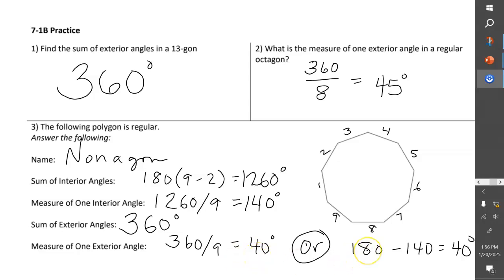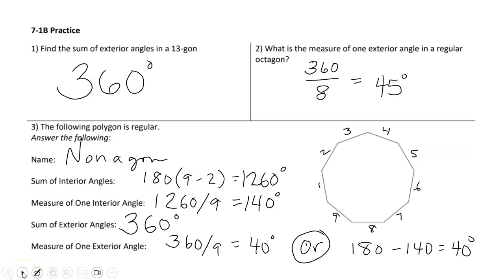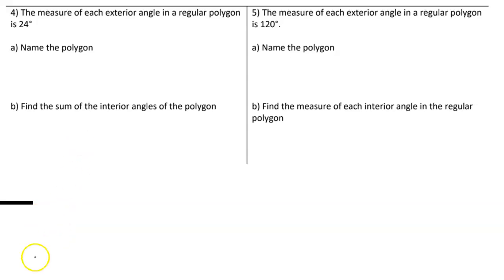Or we know that each exterior angle forms a linear pair with the interior angle, so I could have also done 180 minus 140 to get that 40 degrees for the exterior angle. One more set of problems, actually 2 more sets of problems. Try these 2 and unpause the video when you've given them a try.